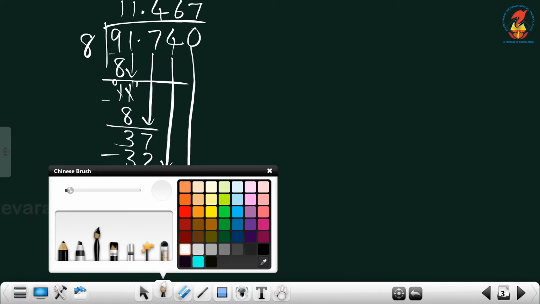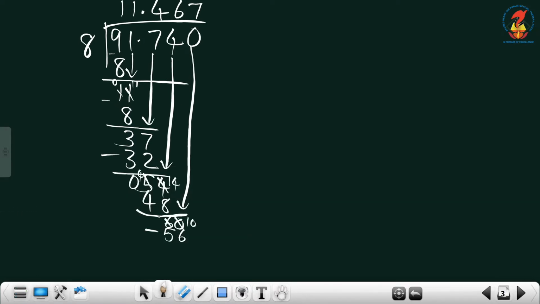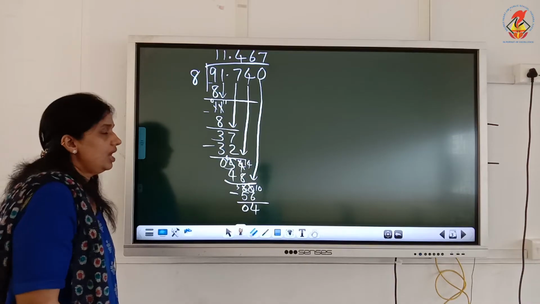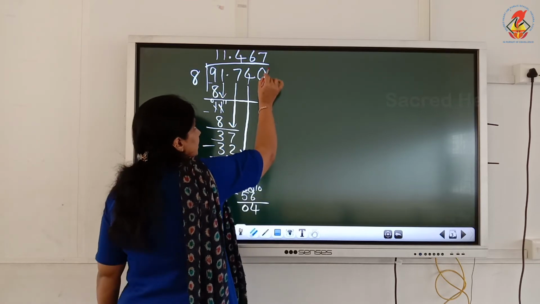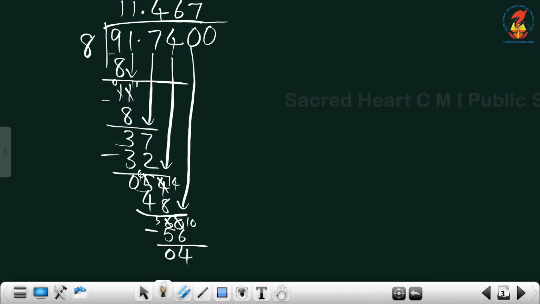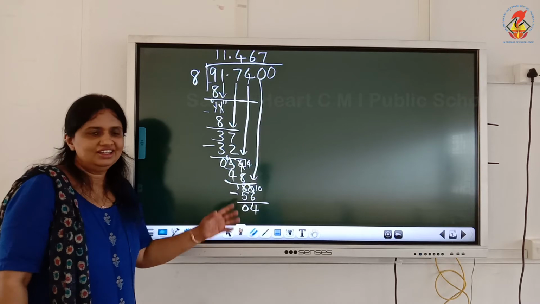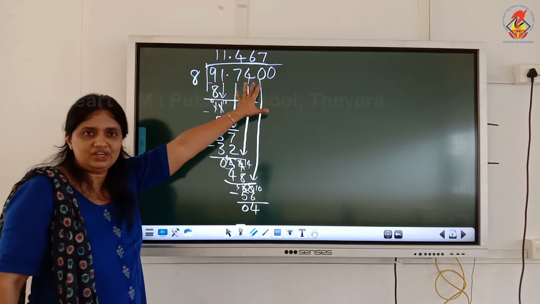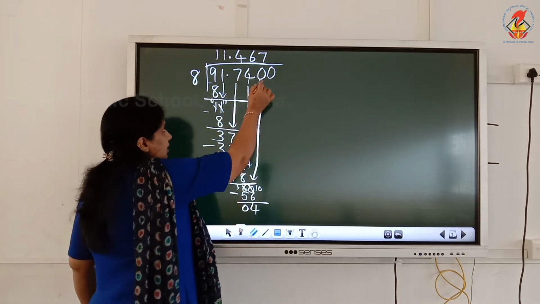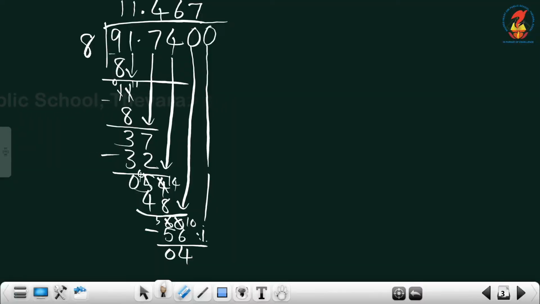What do I want to do? The remainder becomes 4, and again the remainder is there. So I need to add one more 0 in the dividend. Yes, we can add any number of zeros like that, right? That does not affect the dividend. And then I can take the next 0 also down. After that, 8 into which number equals 40? 8 fives are 40.